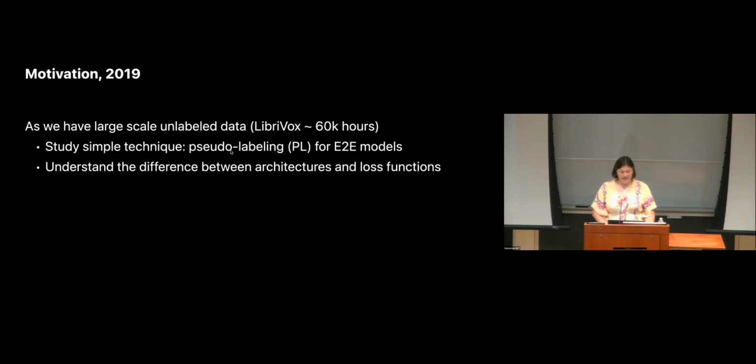So at that time, we decided to pursue this very simple technique, which is pseudo-labeling, or self-training. I will discuss what it is later. Later, we switched to fully unsupervised training, self-supervised learning, and actually a mixture of self-supervised training with self-training. The main motivation at that time was to understand the difference between architectures and loss functions, because we had seq-to-seq models, transducers, CTC models, and at the time transformers had just appeared. So we started to use transformers in speech.